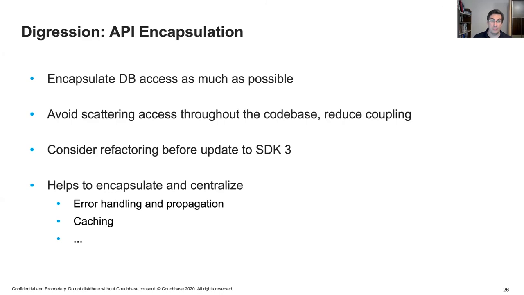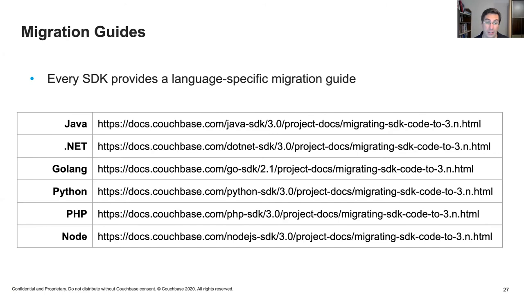Every SDK ships with a migration guide, other than Scala and Ruby, which don't have SDK 2 equivalents. But for Java, .NET, Golang, Python, PHP, and Node, we ship migration guides. I include the links here for completeness, but the easiest is you just pick your favorite language, go to the Couchbase documentation, and then in the navigation, you look for references, and you'll find the migration guide in there. The migration guide is very specific about things that have changed. If you're missing something, please contact us through support, open a ticket, so that if you have questions, we can help you and figure out the very specific things you have questions about.